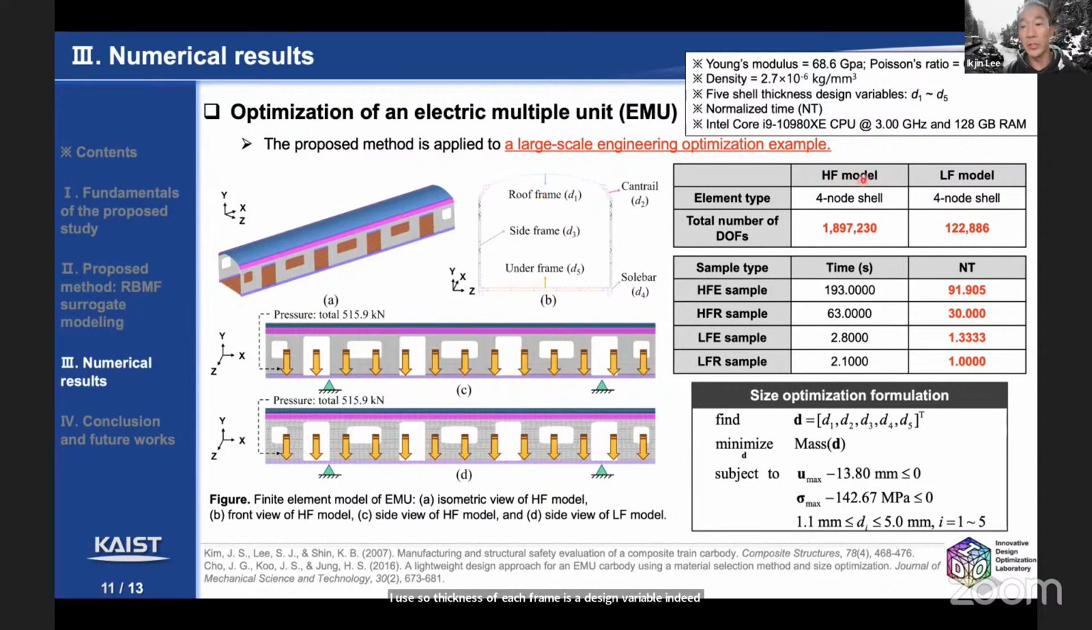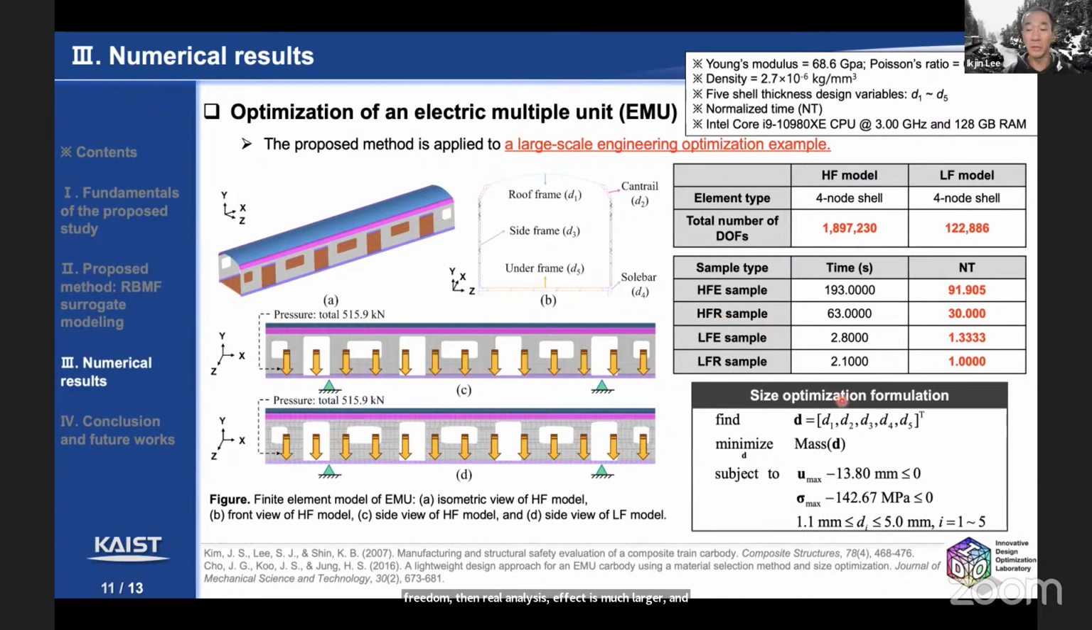For this, we're going to use a high fidelity model and a low fidelity model, and the degrees of freedom are different like this. The computational cost for a high fidelity exact sample is 193 seconds, whereas a low fidelity exact sample requires only 2.8 seconds. For reanalysis, a high fidelity reanalysis sample requires 63 seconds, and a low fidelity reanalysis sample requires 2.1 seconds. So here we can see that if the model has more degrees of freedom, then the reanalysis effect is much larger.